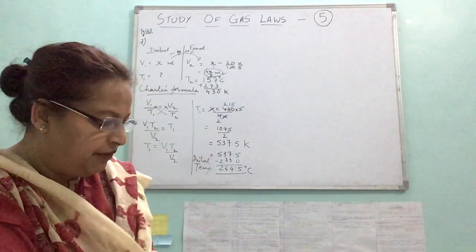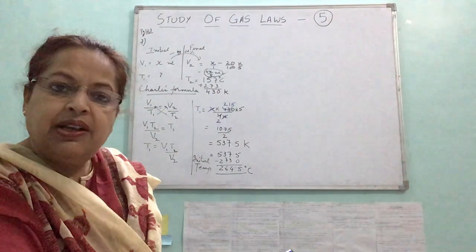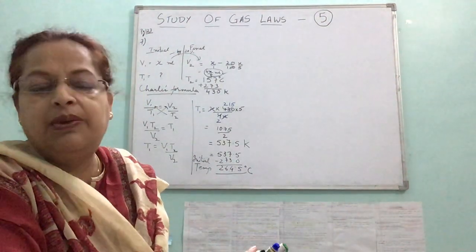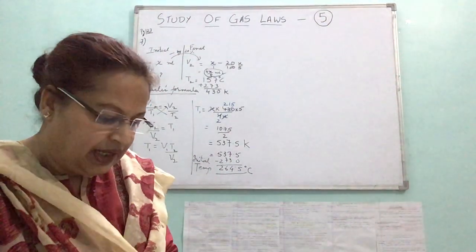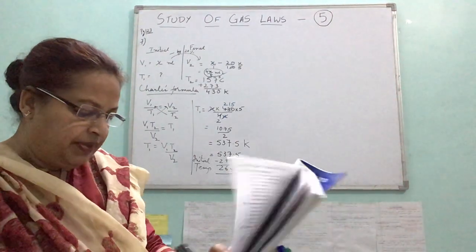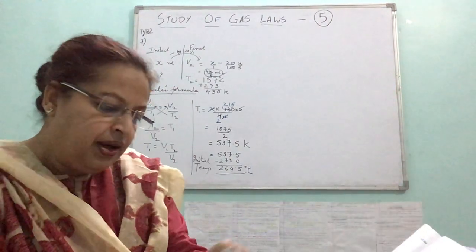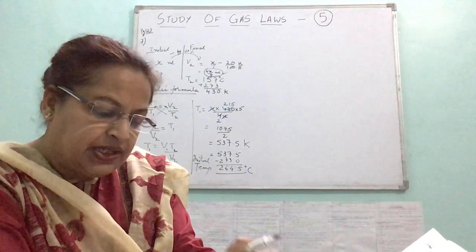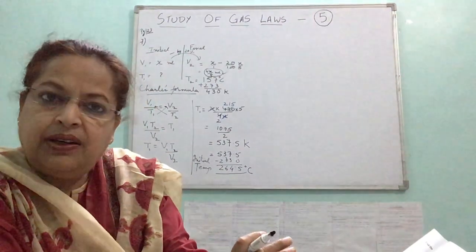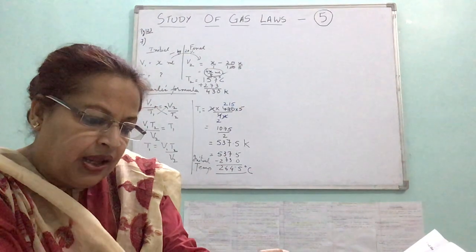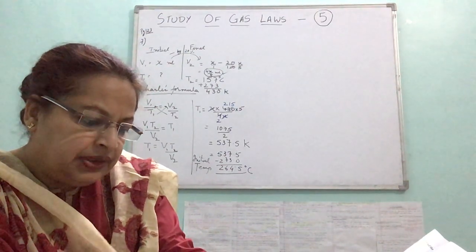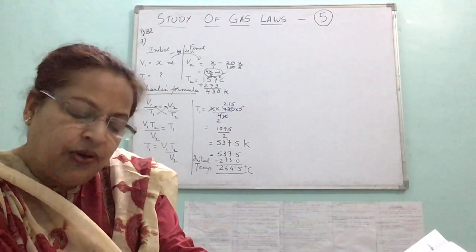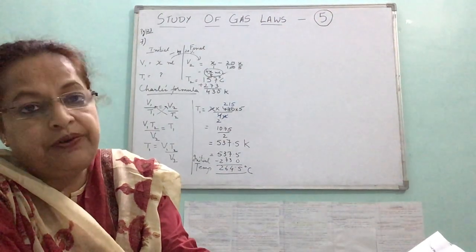Always read the language carefully. Numericals are very simple because you have seen the formulas are so simple, so numericals are equally simple. So question number 8. At a given temperature, the pressure of a gas, now they have not given the initial pressure and initial volume also. So we'll have to assume.